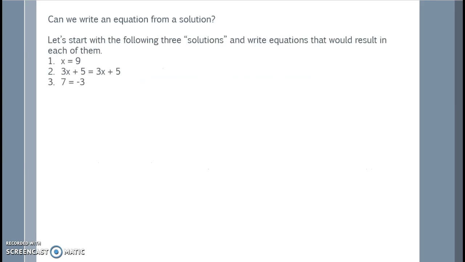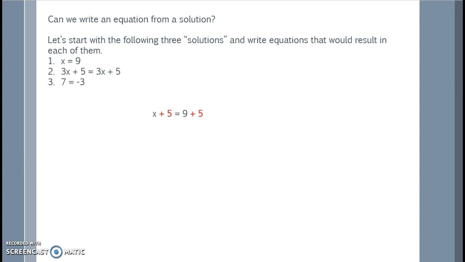Can we write an equation from a solution? Let's start with the following 3 solutions and write equations that would result in each of them. x equals 9, 3x plus 5 equals 3x plus 5, and 7 equals negative 3. Let's start with x equals 9. So this is a one solution.